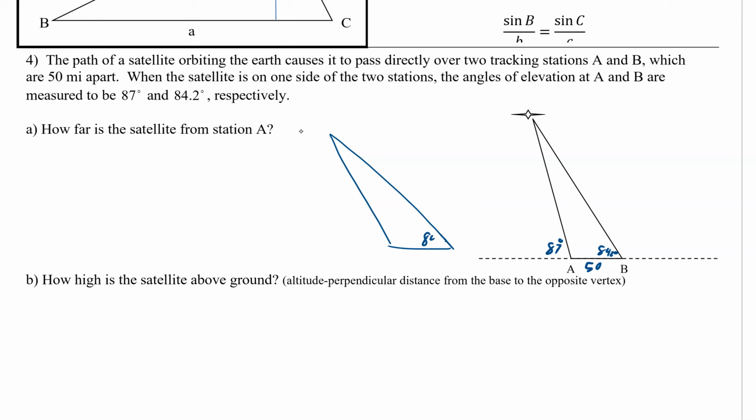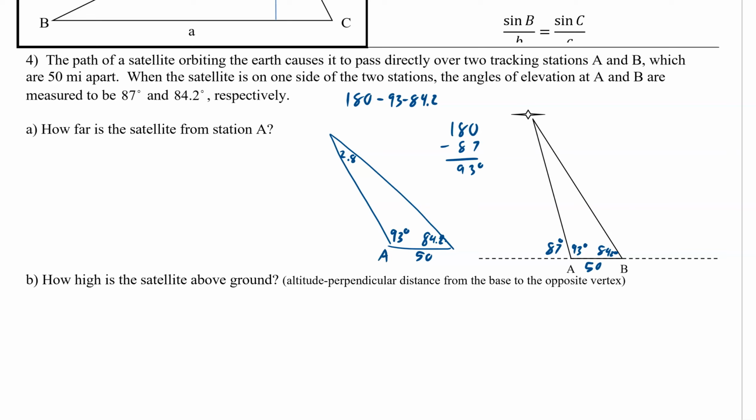So this is 84.2. This is 50. And then if you know that's 87, then this would have to be 93 degrees, because 180 minus 87 is 93 degrees. And now we use the exact same thing, 180, take away these two to find that missing angle. So what's 180 minus 93 minus 84.2? That equals 2.8. So now we have found them all.